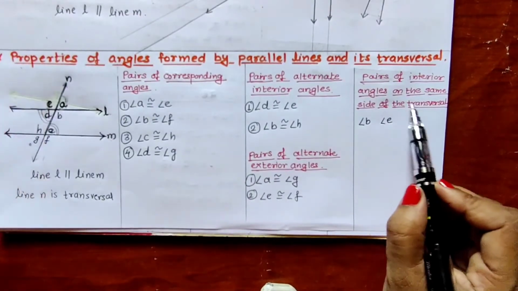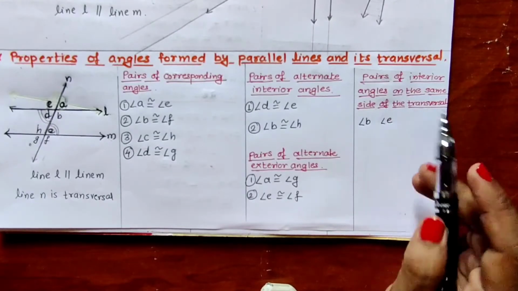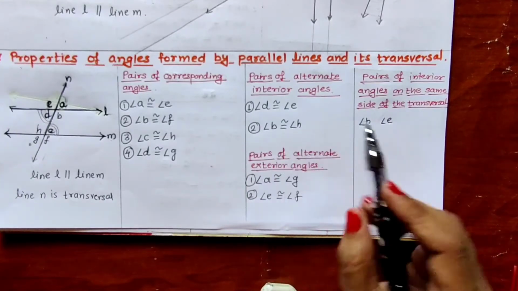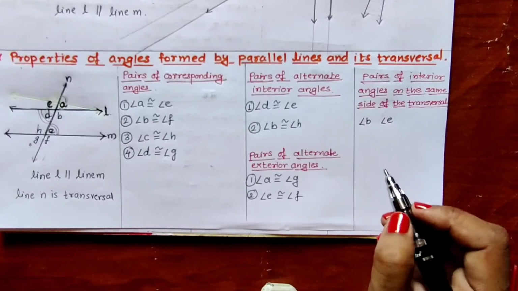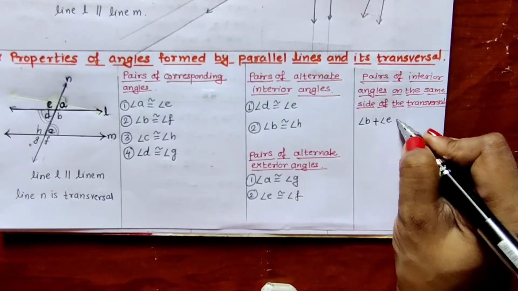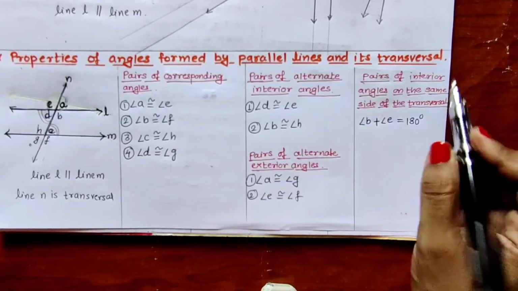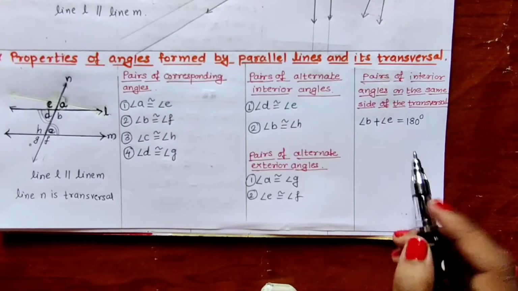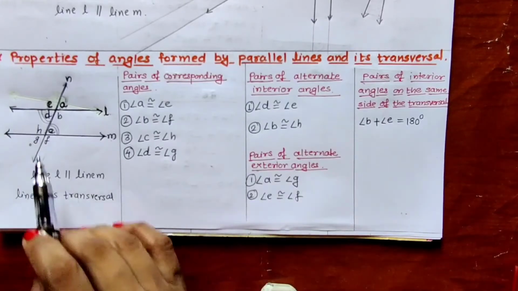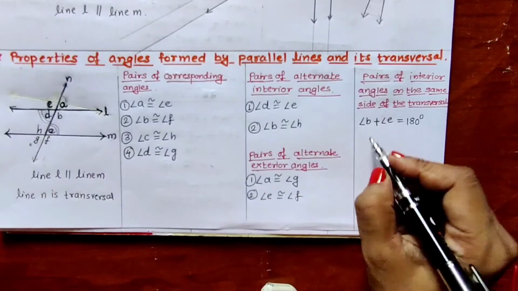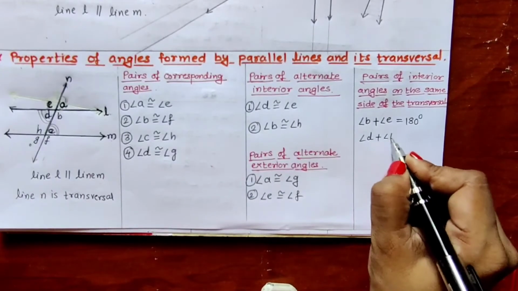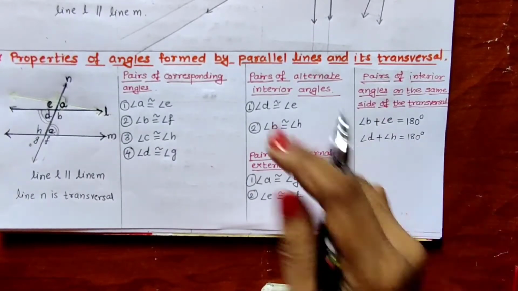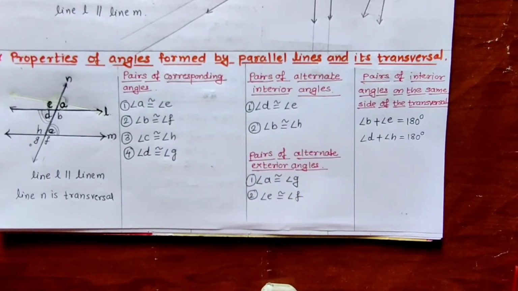But the property of interior angles which are on the same side is they are not congruent with each other. They are supplementary. What do we mean by supplementary? Supplementary means their addition is 180 degrees. So interior angles on the same side of the transversal are supplementary. Always keep this in mind. So this is one pair of interior angles, another pair is angle D and angle H. So angle D plus angle H is equal to 180 degrees. So in this way we have to remember all these properties of angles formed by parallel lines and transversal. We will see some more important properties.